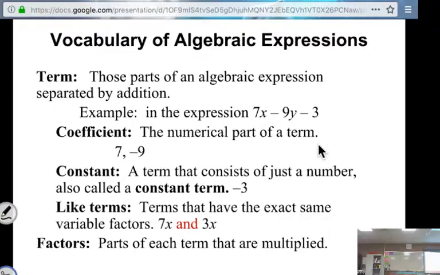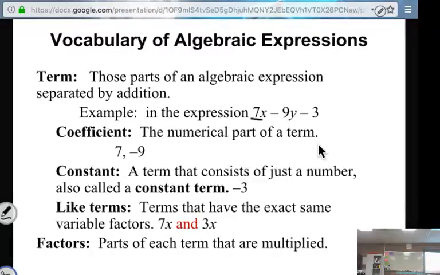Now, when we look at a term, each one of these parts is a term. It's its own term, separated by a sign. We like to classify our algebra using these kind of separations. When we start classifying them, we get an idea of what we're dealing with. So on this, you've got terms here, right? 7x minus 9y minus 3. Each one is a term.